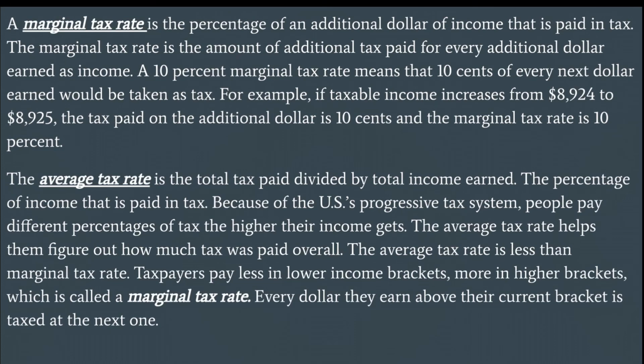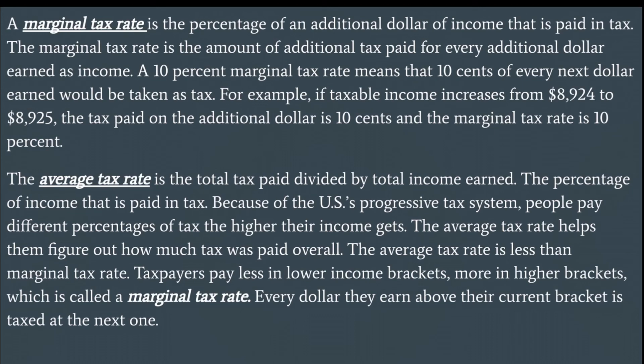The marginal tax rate is the percentage of an additional dollar of income that is paid in tax. The marginal tax rate is the amount of additional tax paid for every additional dollar earned as income. A 10% marginal tax rate means that 10 cents of every next dollar earned would be taken as tax. For example, if taxable income increases from $8,924 to $8,925, the tax paid on the additional dollar is 10 cents and the marginal tax rate is 10%.